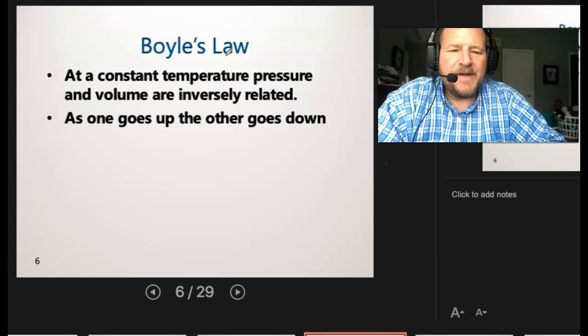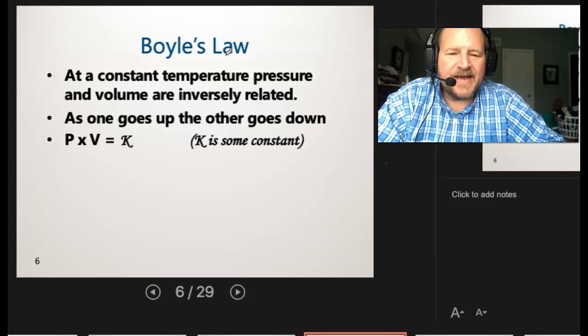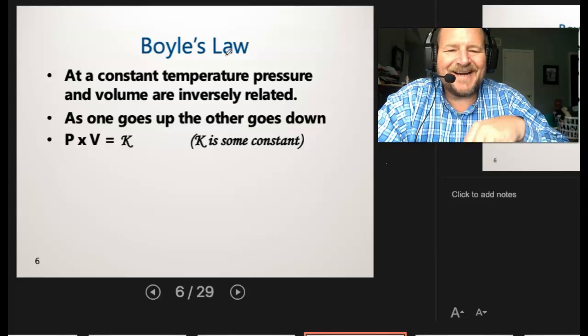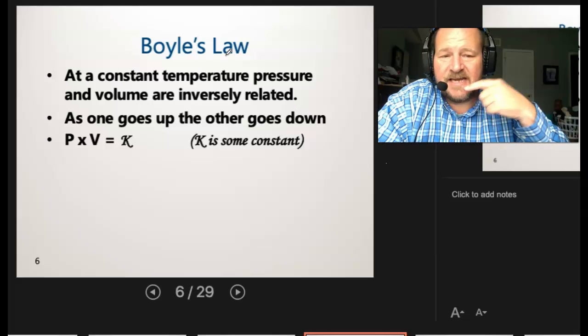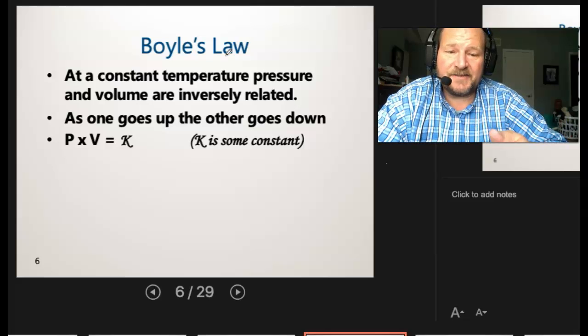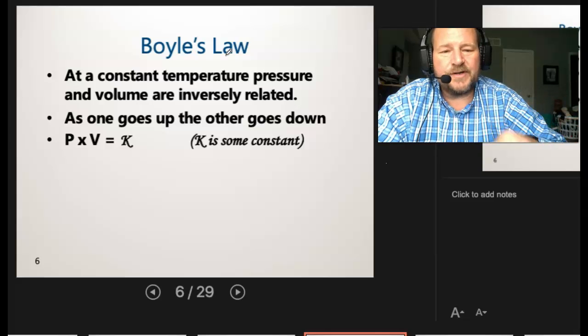Okay? Now, mathematically, what we can do then is say that P times V is equal to kappa. And kappa in this case is some constant, but we really don't care what kappa is because it's not going to help us this way. What's going to be better is this. If I change the pressure of the gas, kappa, the constant, has to stay a constant. So if I change the pressure, the volume has to change in accordance.